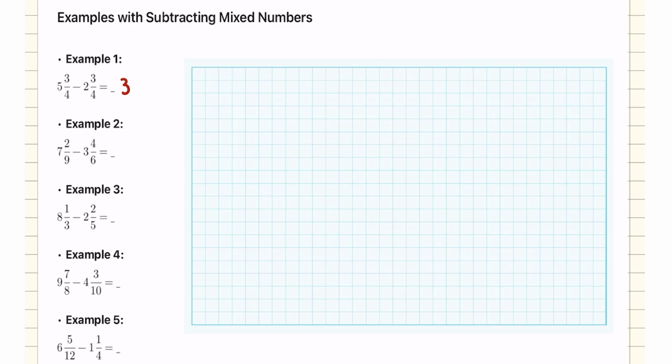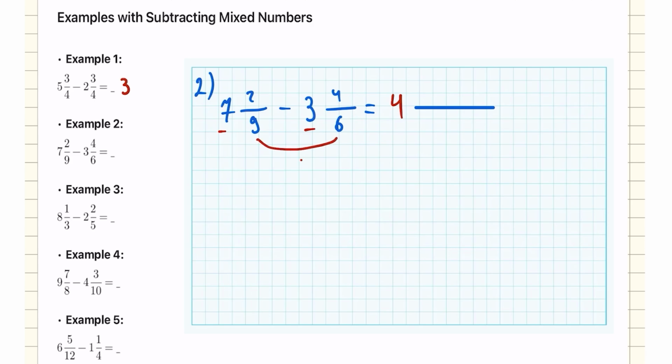Okay, let's do the second one. This is a bit different, and I'll show you how. 7 and 2 over 9 minus 3 and 4 over 6. Doing the same thing, 7 minus 3 is 4, subtracting the whole numbers. And then we see that we have different denominators, so we need to multiply these numbers to get a common denominator. 9 times 6, which is 54. And then multiply numbers by cross.